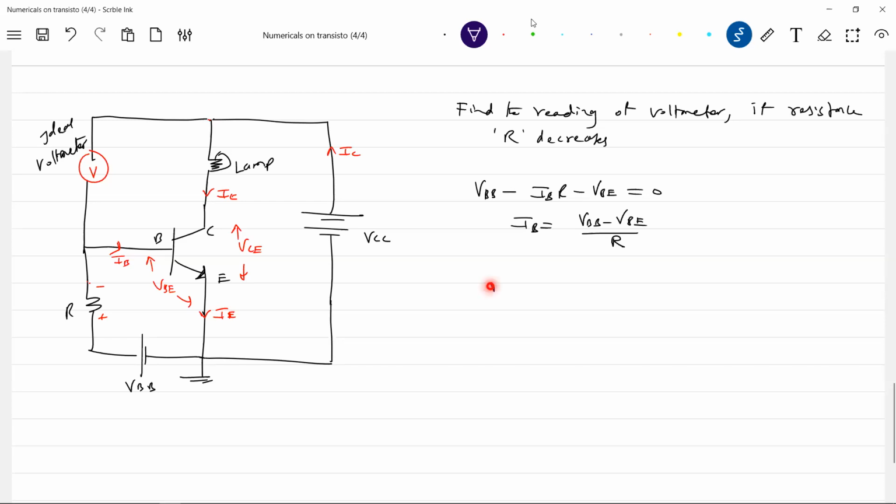Next, let me write one loop equation for the output side. VCC minus, this lamp will have some resistance, RL, I'll write it, IC RL minus VCE equal to 0. I'm just bringing some, we'll take a different set of numericals in transistor circuits. I'll bring a Zener diode, LED, photodiode, solar cell, a lamp. What conditions will arise? So this will become IC is equal to (VCC minus VCE) by RL.